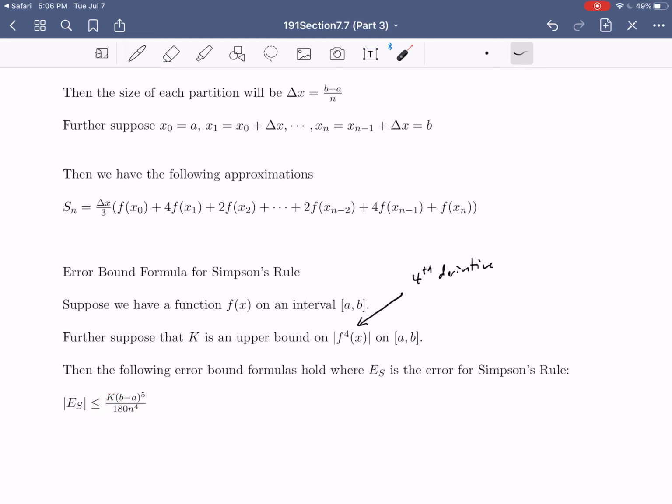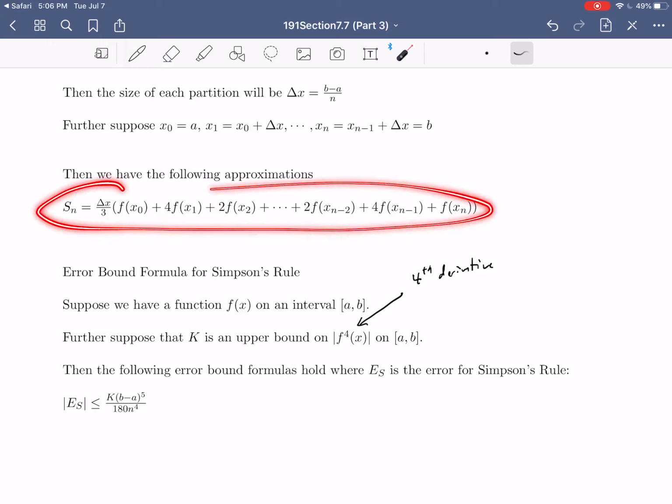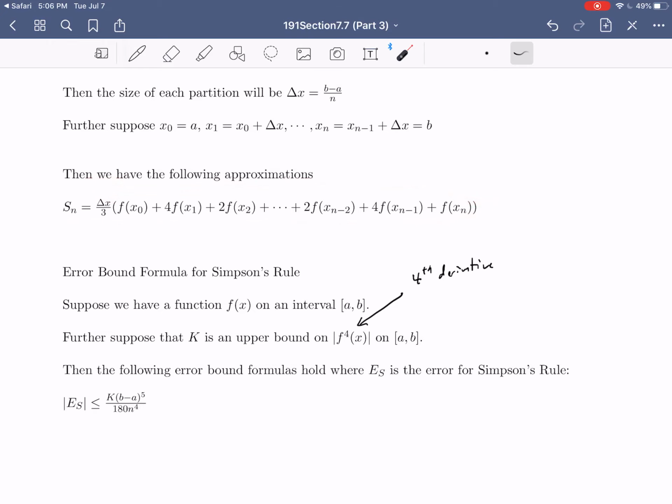So that's why with Simpson's rule, you can get very accurate results with a smaller number of partitions than you can with the midpoint or trapezoidal rule. So the two main things to take away from this are the actual formula for calculating a Simpson's rule approximation and the error bound for working with Simpson's rule. So let's jump into a couple examples.